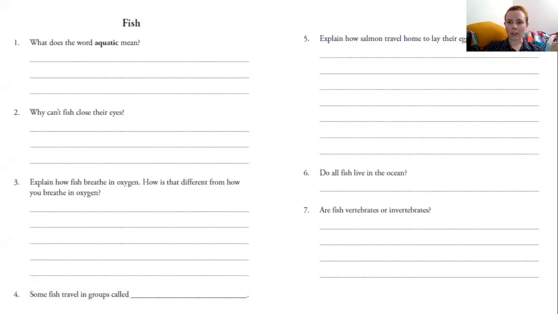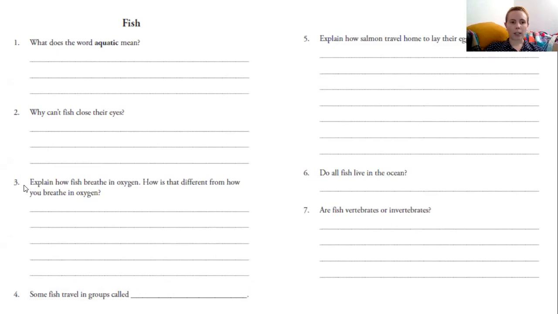These questions will also be on the Google Classroom for you to access and look at. But if you need to use this as a resource, you can go back to the parts of the text that you need, pause the video, and read to find text evidence. So number 1, what does the word aquatic mean? Oh, we already have that in our glossary, easy. Number 2, why can't fish close their eyes? Might have to go back to the text for that one.